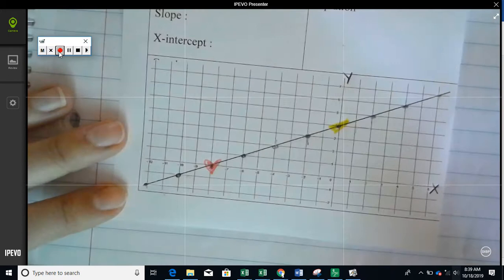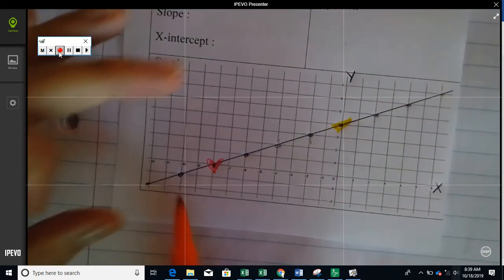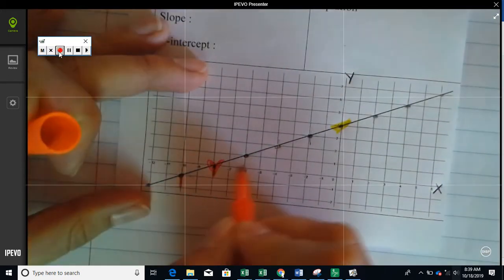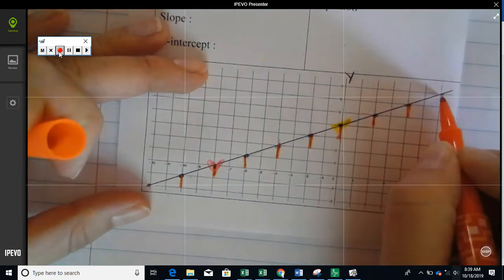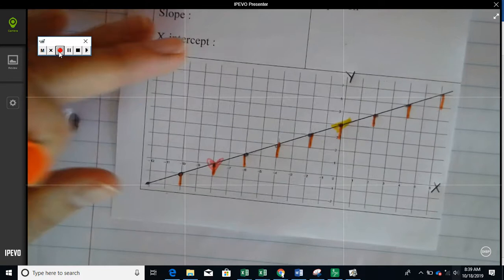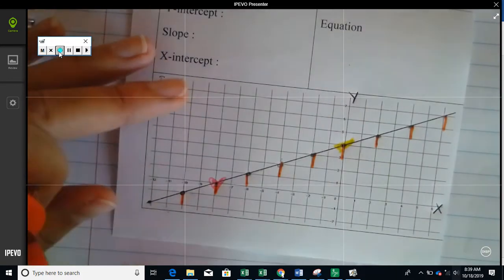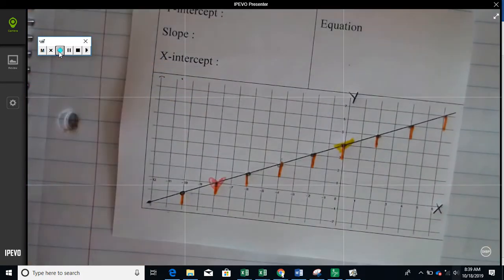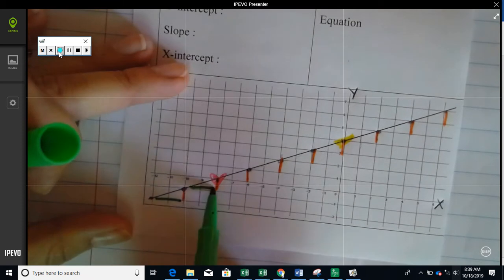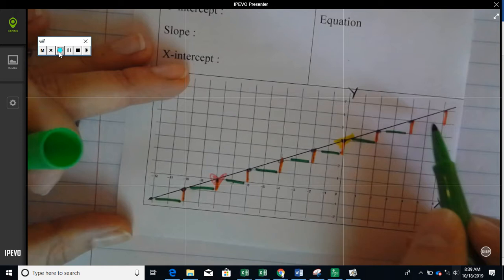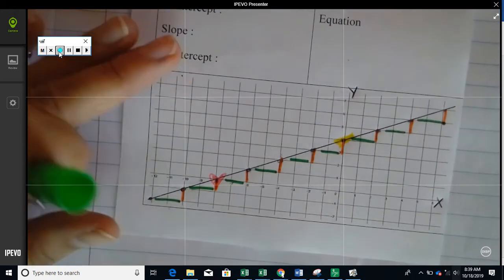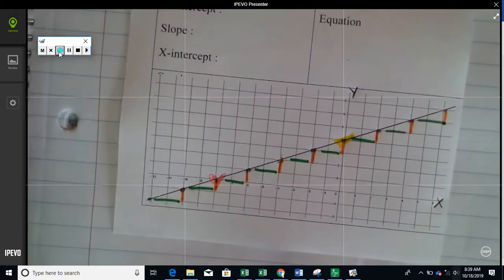So then you're going to draw your stairs. You've got some colors at your table, but this is going to be the change of Y. This is going to be the rise. Every time I was rising 1, and then running, I am running 2. I'm running 2. So my rise is 1 over 2.